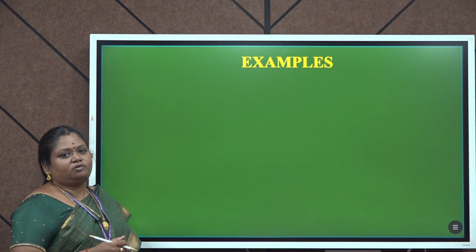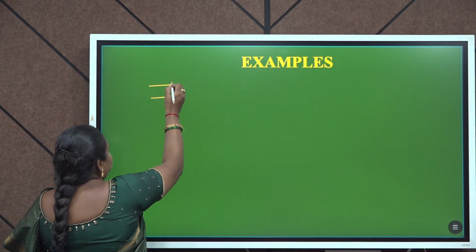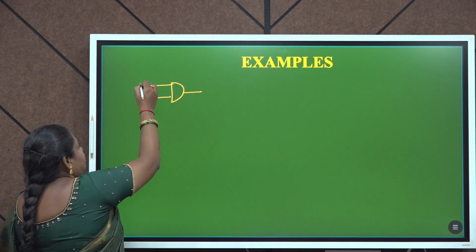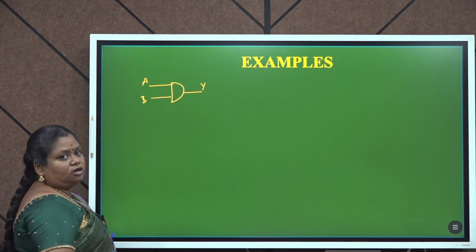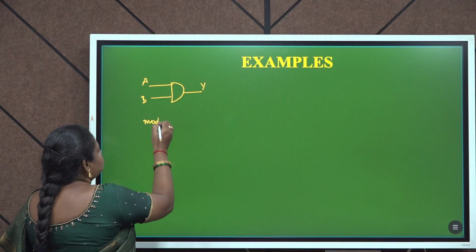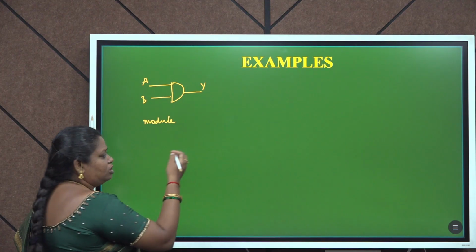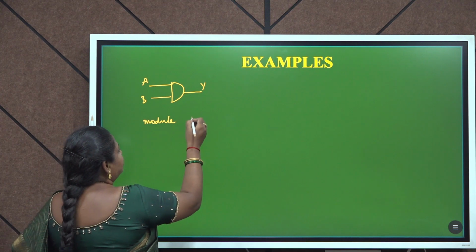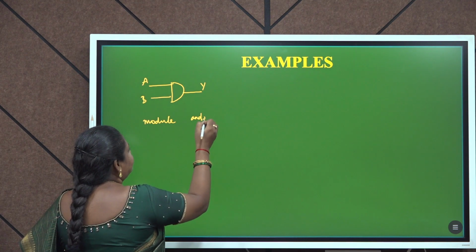Let us see an example for basic gates using Verilog code. We are taking an AND gate here, a 2-input AND gate, where A and B are my inputs and Y is my output. Now we have to start writing the code. As we pointed out earlier, first we write module. Module is a keyword followed by the module name. Whatever name you want to give your circuit, you can give it. I am taking this as a basic gate, so I am taking an AND example.